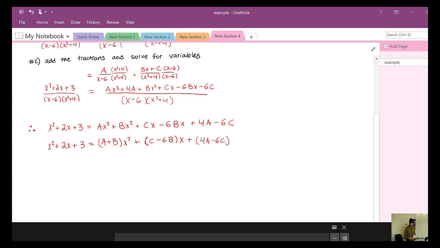Right? Notice how this side of the equation is also written like a polynomial, in the same way we've just formatted this one, right? It has an x squared term on both sides, an x term on both sides, and a constant term on both sides.